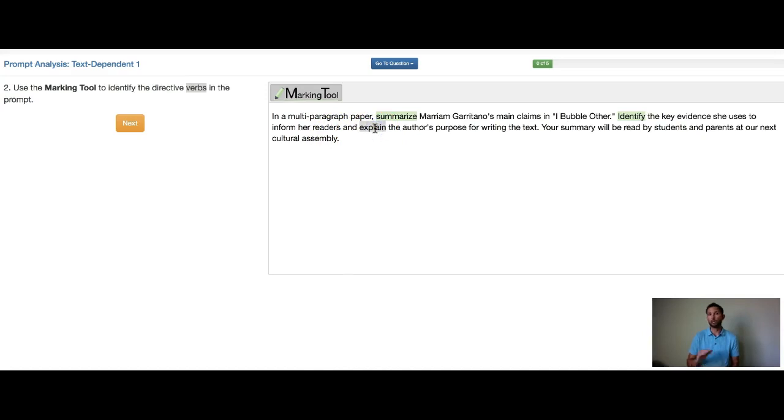So you don't want to read past that. You want to be very careful and read that verb there. Explain the author's purpose for writing the text. Then your summary will be read by students and parents at our next cultural assembly. Okay, there's no directives there. So we have three. We have summarize, identify, and explain. Those are our three directive verbs.